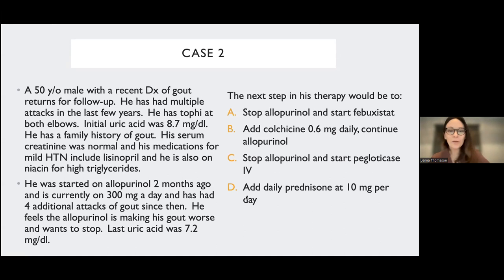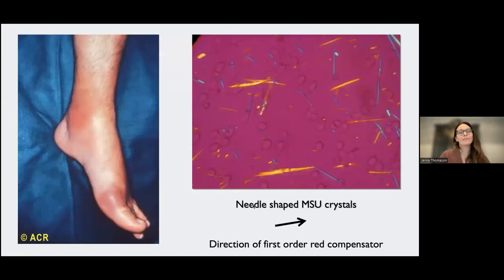All right, so a little more diversity on this one. Okay, so the correct answer is to add colchicine. So we're going to talk a little bit about gout, and we're going to talk about why this patient should be on colchicine as prophylaxis to protect him from flares.